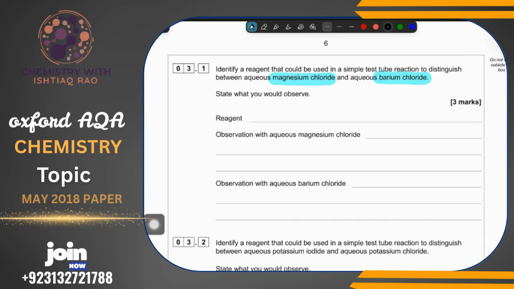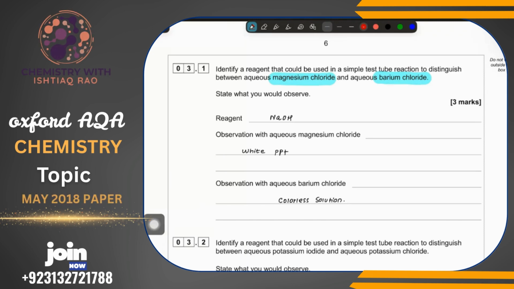So in reagent, I'm writing that I would be adding NaOH. Observation with aqueous magnesium chloride, I can see white precipitate. And with barium chloride, I can see colorless solution, or you can write no visible change.